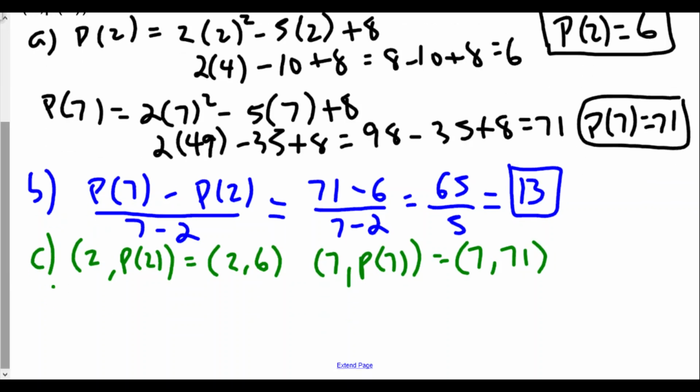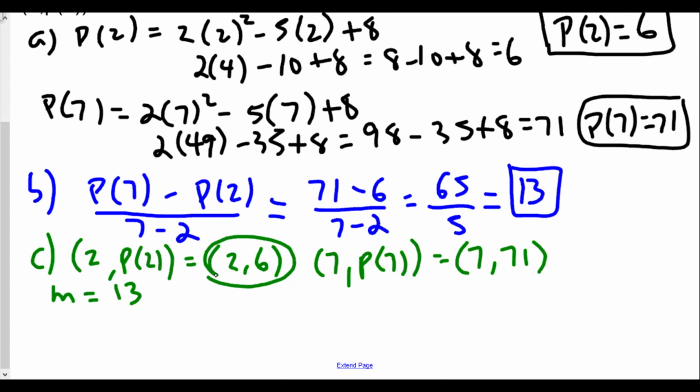So we know the slope of this line that passes through the points 2 comma 6 and 7 comma 71 is going to be 13. We've already solved that from part B. So the average rate of change is equal to the slope of the line passing through the points. And so we have this here, and we also now can pick one of the points. In this case, let's try picking 2 comma 6.